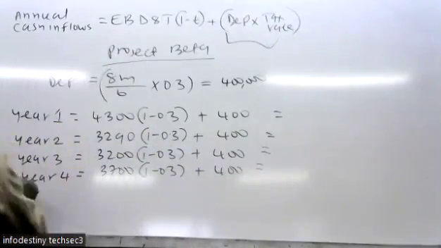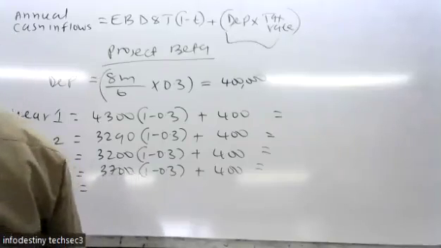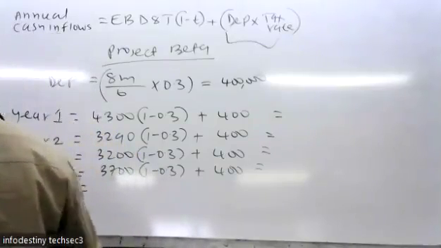For year five, it's also going to be 4850.